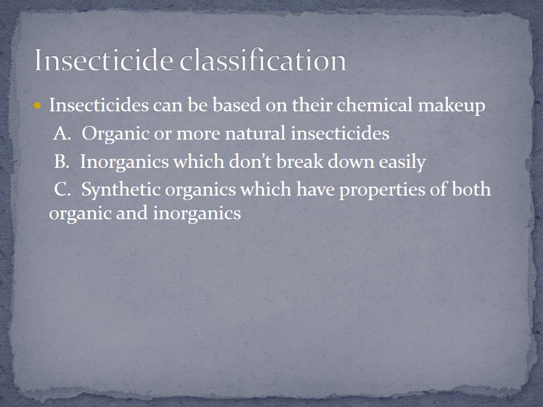There's actually even another way insecticides can be classified. Insecticide classification can also be based on the chemical makeup of the products. A, we're going to have organics or more natural insecticides. B, inorganics, which don't break down easily in the environment. And C, synthetic organics, which have properties of both organic and inorganic pesticides.